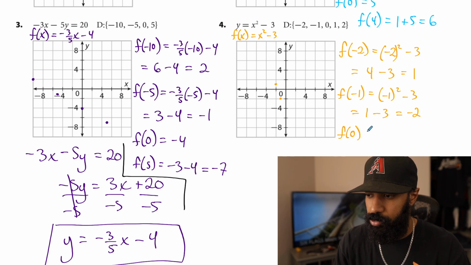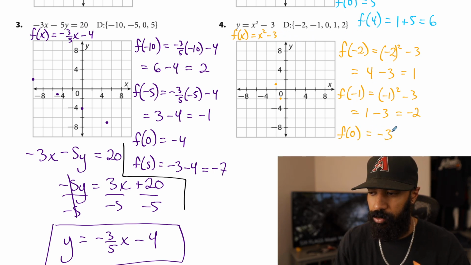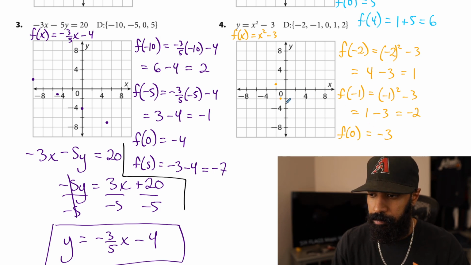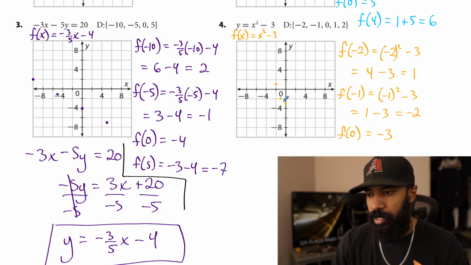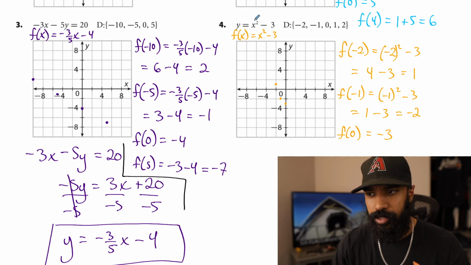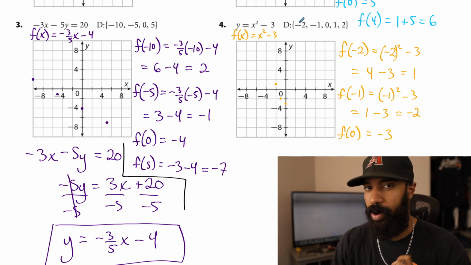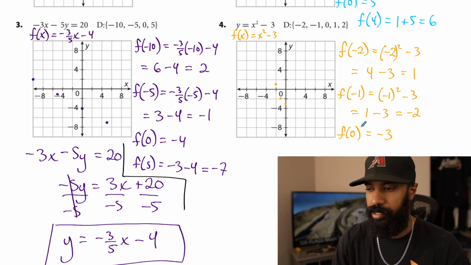Keep going. F of 0. The zeros tend to be pretty straightforward. 0 squared is 0. Minus 3 is negative 3. Don't even really have to show the work if you can follow along. And you can already start to see right now I'm not going in a straight path anymore. It looks like it kind of bent. This isn't linear. This is quadratic. You are going to be dealing with a different appearance of a graph here. No longer a constant rate.